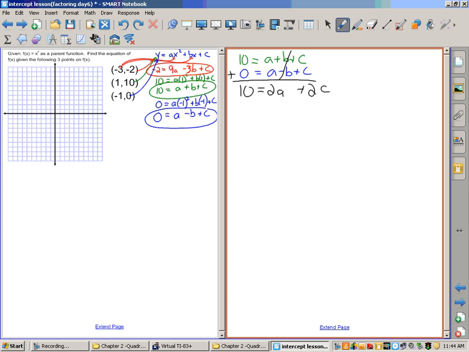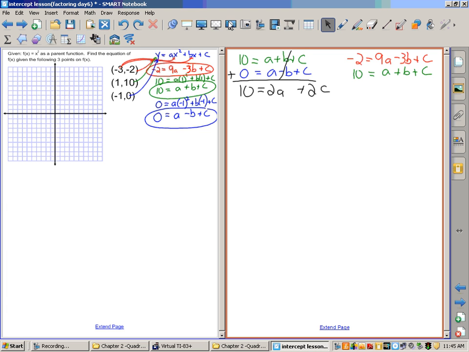All right. Now, the next thing is you've got to pick two more equations. They obviously can't be the green and the blue. I don't care which two you pick. Okay, it can be the red and the green. I'm fine with that. So we've got negative 2 equals 9a minus 3b plus c, and we have the green one, which is 10 equals a plus b plus c.